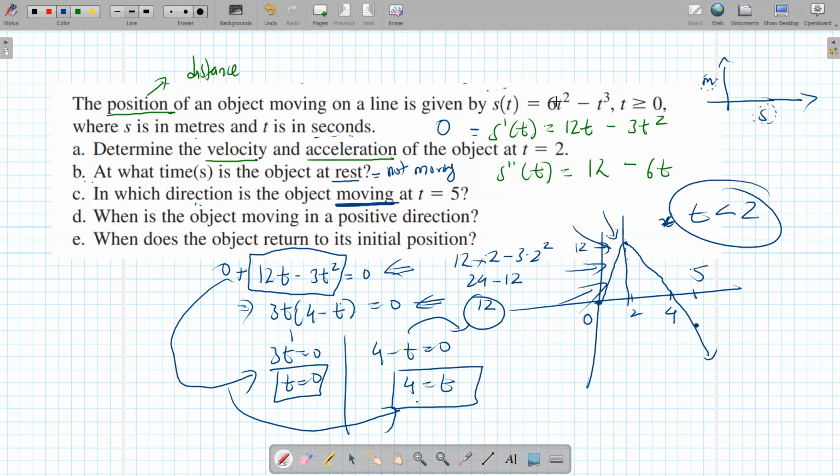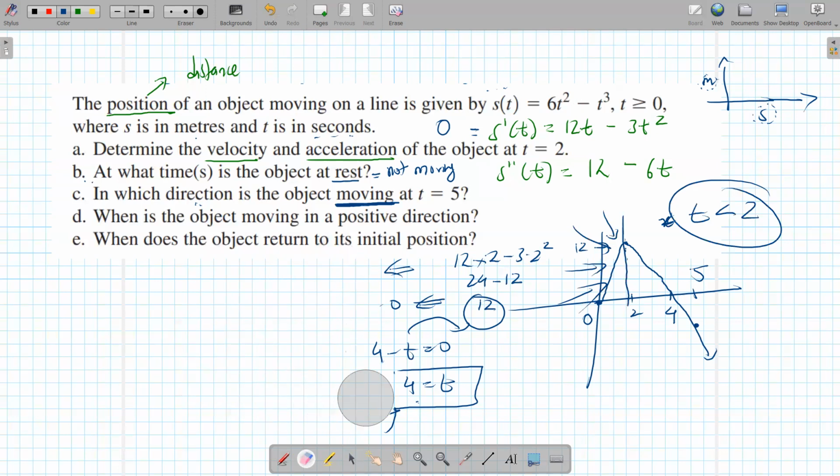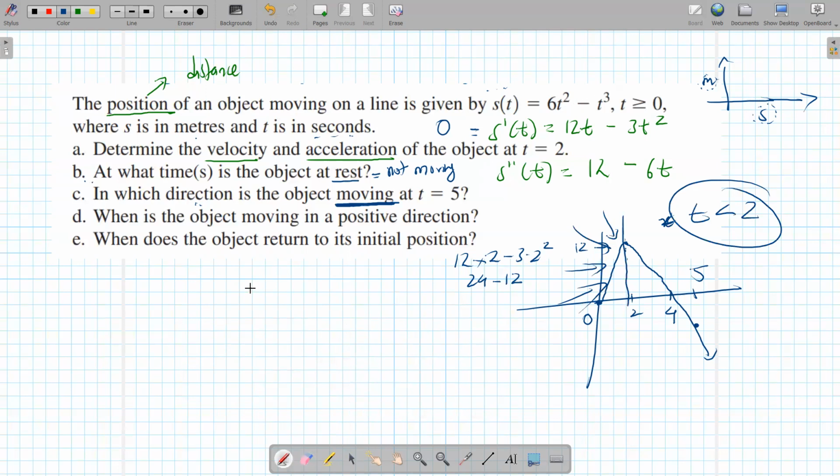When does the object return to its initial position? What's the initial position? Now for this one, where it's asking you for the position, let's look at the position function. You have 6t squared minus t cubed equals 0. When t is 0, your position is 0, right?